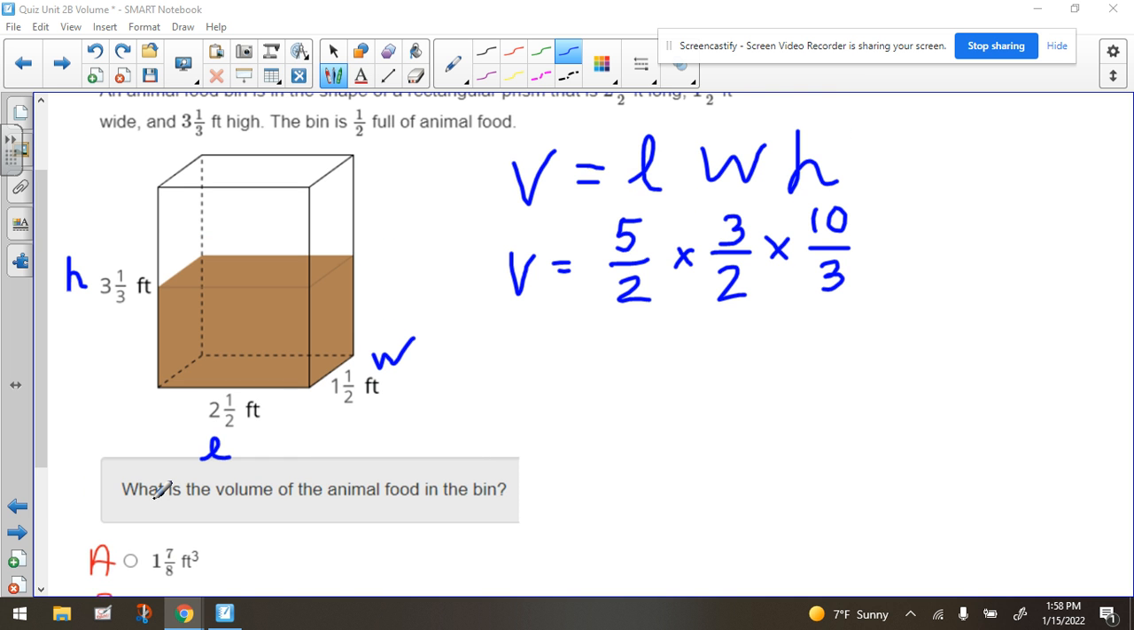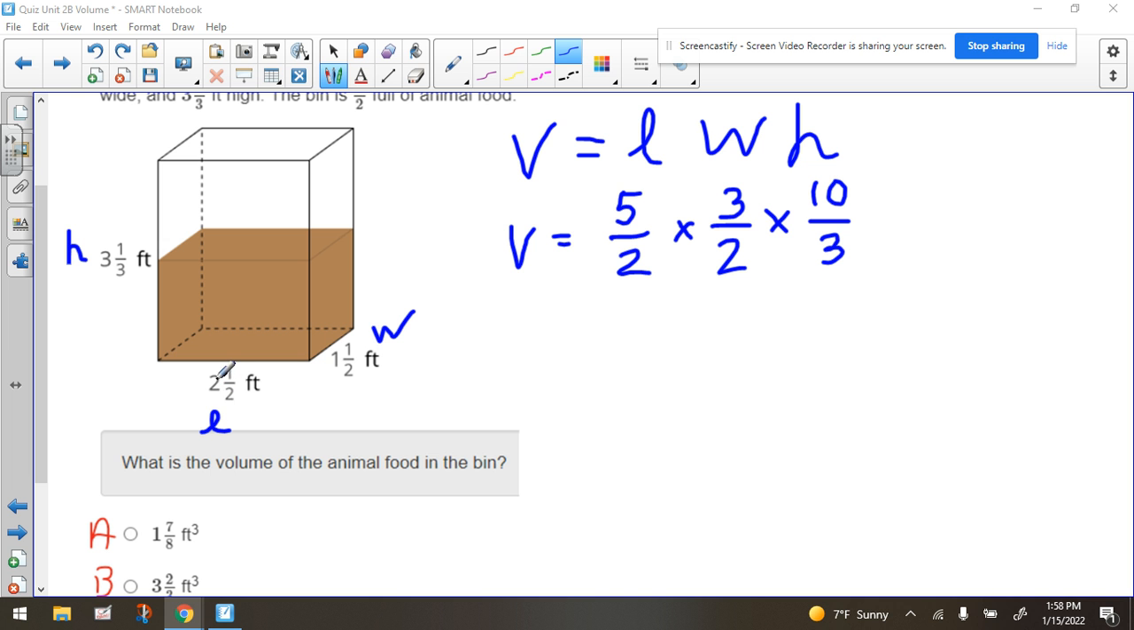All right, so the first thing we need to know is how we would find the volume of the bin itself. We would be multiplying all the dimensions together. Volume equals length times width times height. We'll turn everything into improper fractions. Let's call this the length, 2.5. As an improper fraction, that would be 5/2. We'll call this the width, 1.5. As an improper fraction, that would be 3/2. And we'll call the height 3 1/3. As an improper fraction, that would be 10/3.